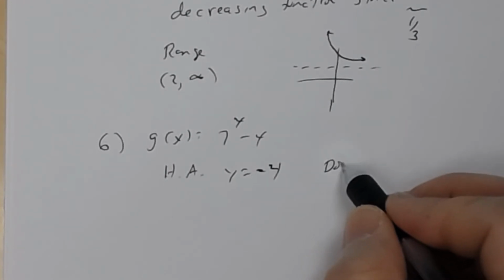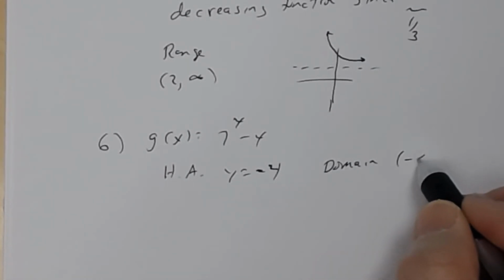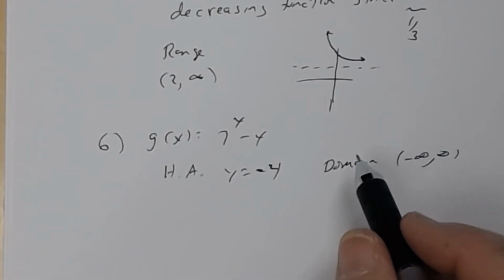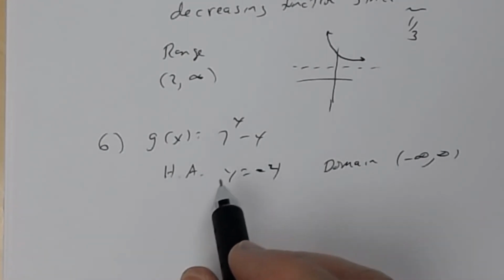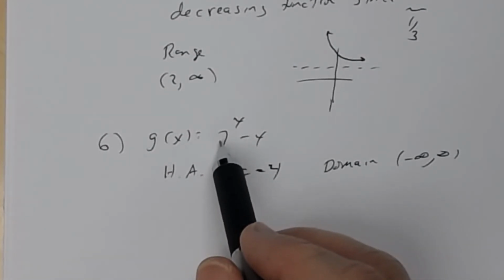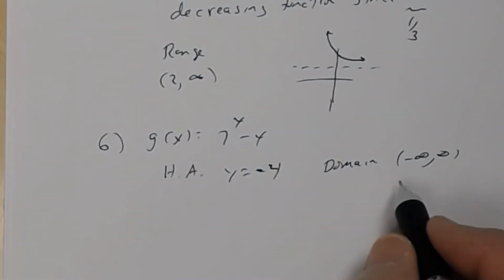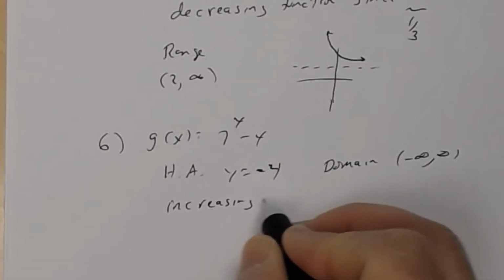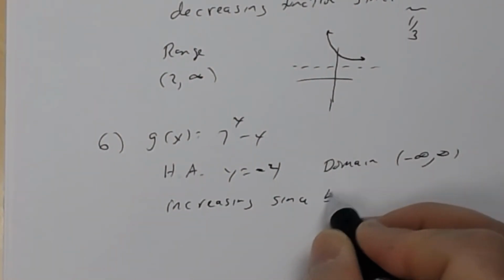The domain's all real numbers. Since it's an exponential function, is it increasing or decreasing? Well, remember, you look at the base. Since the base is greater than 1, it will be increasing. So increasing, since the base is greater than 1.